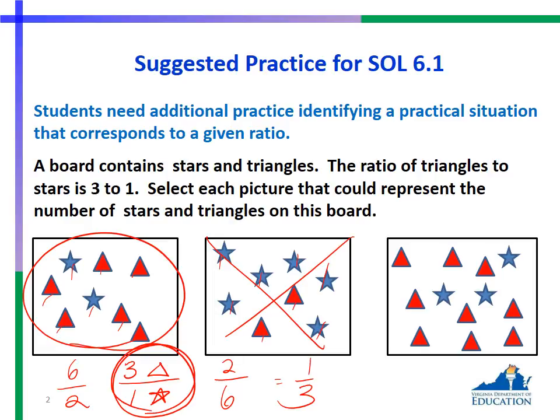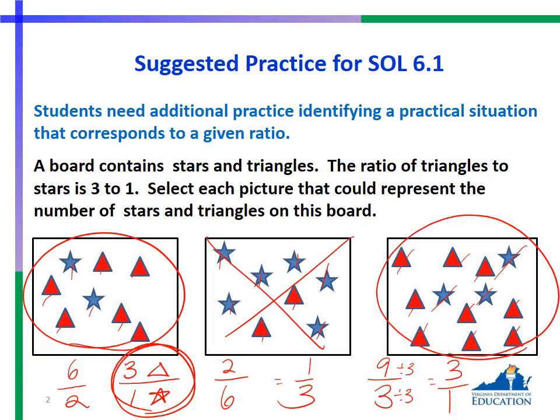Let's go ahead and try this third option here. So let's count the triangles. 1, 2, 3, 4, 5, 6, 7, 8, 9. I have 9 triangles over 1, 2, 3 stars. And if I simplify it by dividing the top and bottom by 3, it gives me 3/1 as a ratio. So I can say that this last one works also.